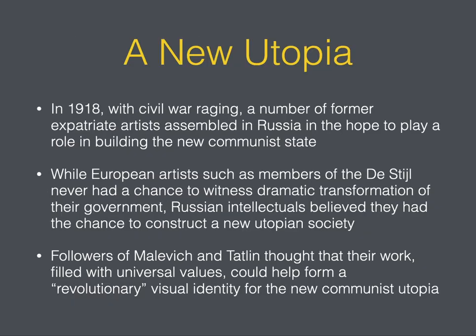In 1918, with the Civil War raging, a number of former expatriate artists assembled in Russia in the hope to play a role in building the new communist state. While European artists, such as members of De Stijl, never had a chance to witness dramatic transformation of their government, Russian intellectuals believed they had the chance to construct a new utopian society. Followers of Malevich and Tatlin thought that their work, filled with universal values, could help form a revolutionary visual identity for the new communist utopia.